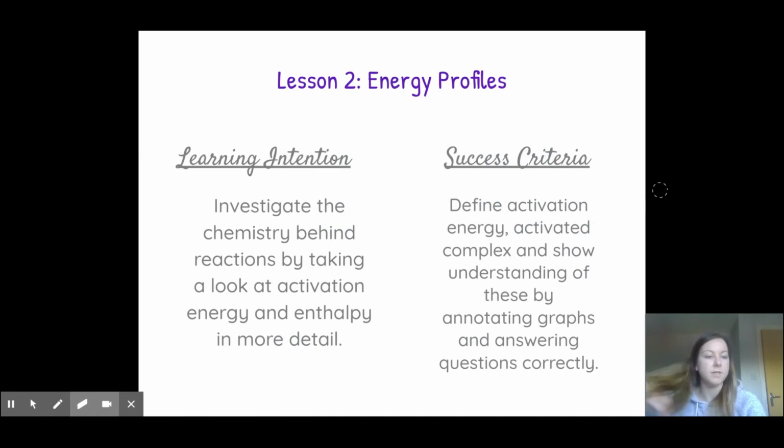But ending and starting in the same place, just with a lower activation energy in the middle. So, our learning intention for today was to investigate some of the chemistry behind reactions by taking a look at activation energy and enthalpy in more detail. I think you'll agree that it is in quite a lot of depth, and you do need to be able to understand the terms kinetic energy, activated complex. So what you really need to do is sit down with your notes and try and puzzle this out for the next wee while. What you do need to be able to do is define activation energy and the activated complex. You also need to be able to show on a graph where the activated complex is and show your understanding of what all these terms mean by annotating the graphs.